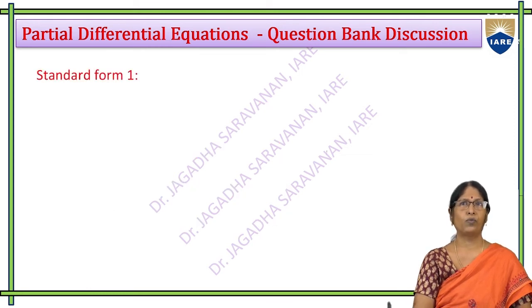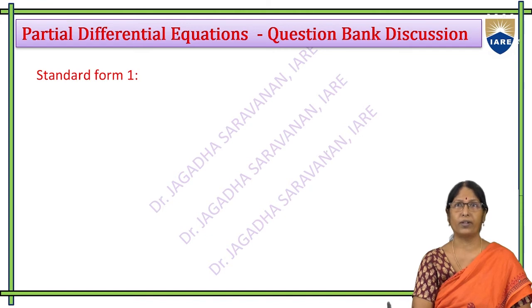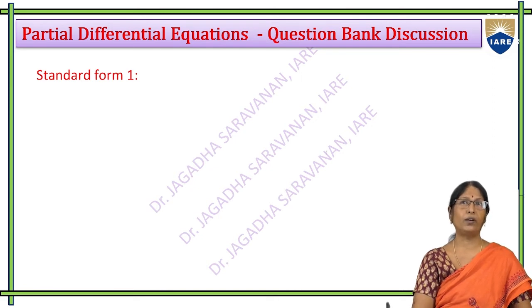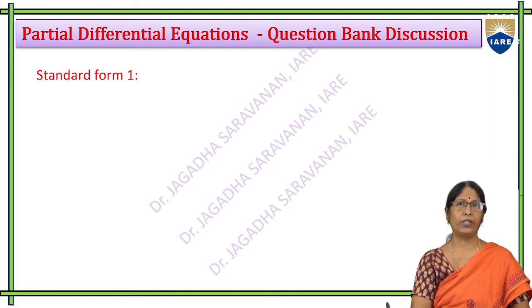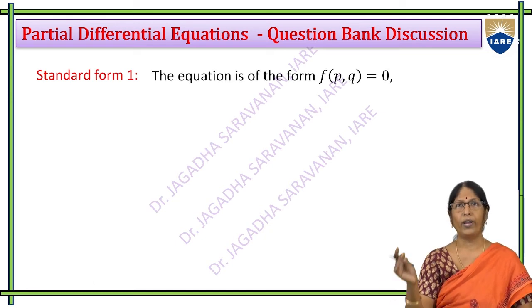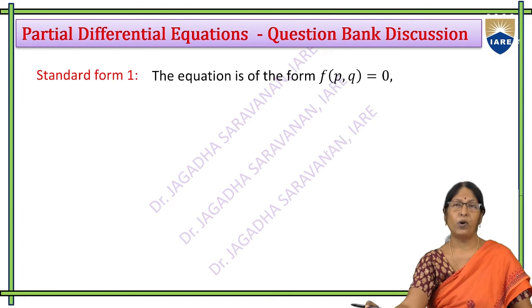So far we have concentrated on linear equations under Lagrange's method of grouping and multipliers. Now, how do we solve non-linear equations? For that, there are six standard forms along with Charpit's method. These seven can be used especially to solve non-linear equations. Among the six standard forms, let us see how they differ from each other.